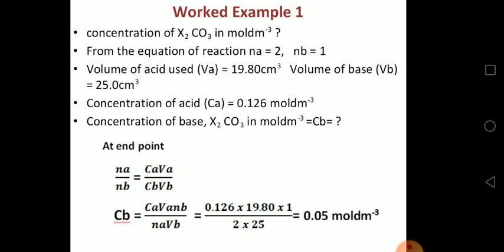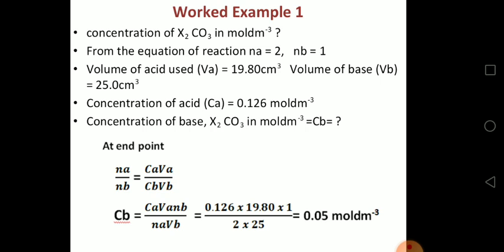Now we are familiar with this formula. At endpoint, the number of moles of the acid and the number of moles of the base are in the ratio according to the balanced chemical equation of the reaction. So from that, we can establish the fact that the number of moles of acid to number of moles of base is a constant, which is equal to the concentration of the acid multiplied by the volume of the acid, all divided by the concentration of the base and the volume of the base.